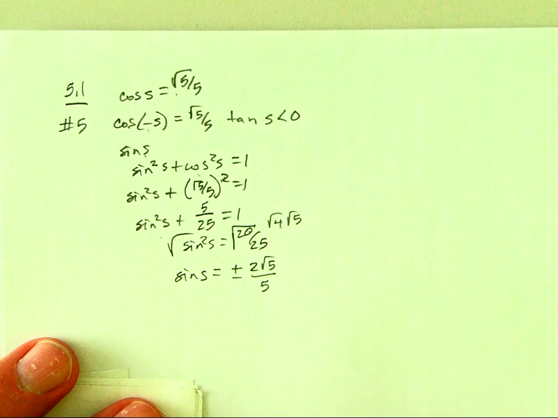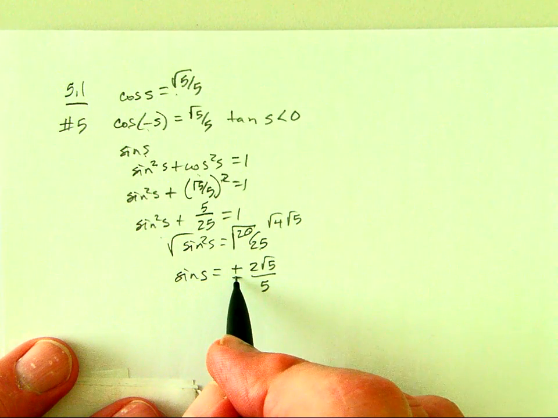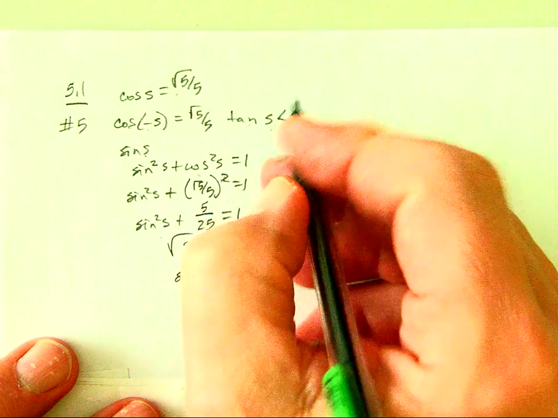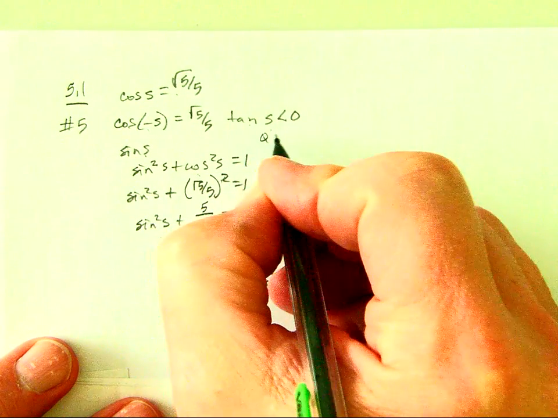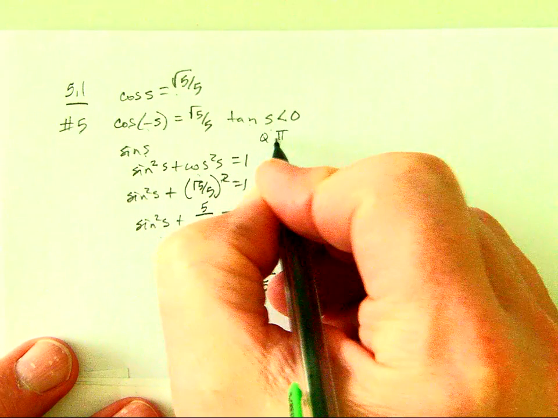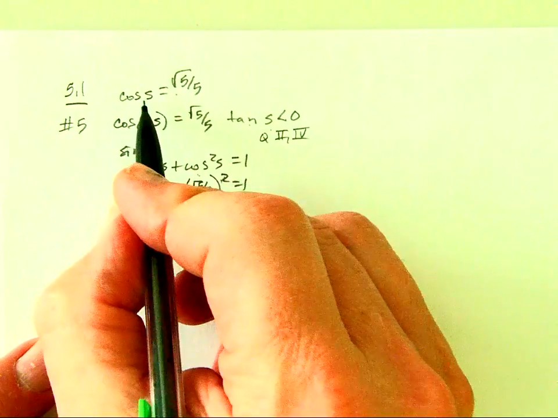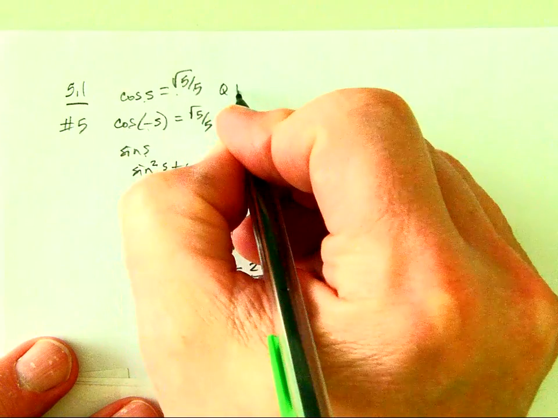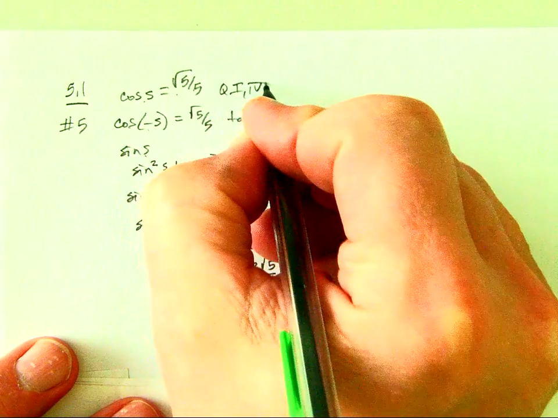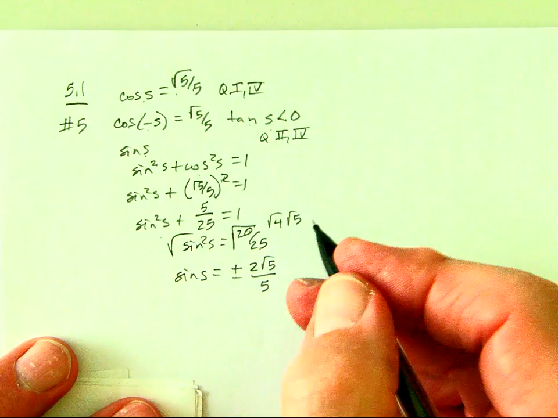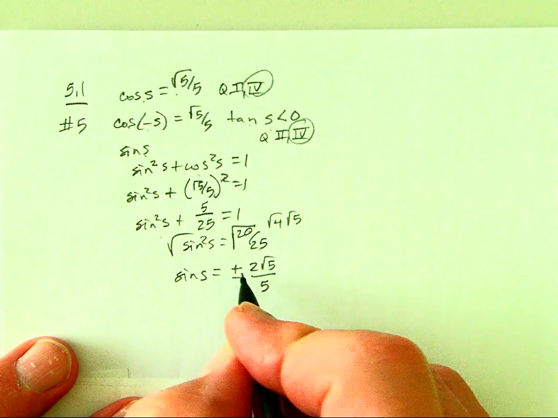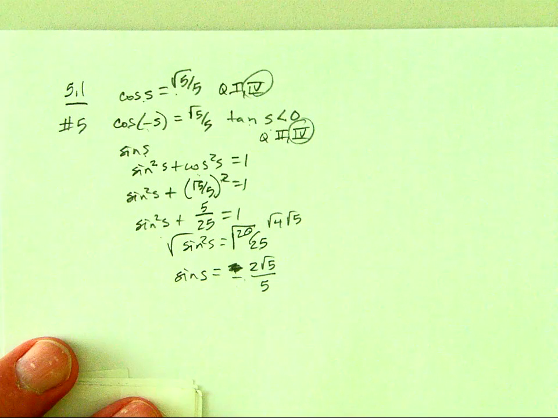So we got that. Now we have to decide whether our answer is positive or negative. Well, that's what they told you this for. If the tangent is less than 0, tangent is negative in quadrants 2 and 4. They told us the cosine was positive, and cosine is positive in quadrants 1 and 4. So they have quadrant 4 in common, so we know we're in quadrant 4. In quadrant 4, sine is negative, so we get rid of the positive. It'd be negative 2 radical 5 over 5.